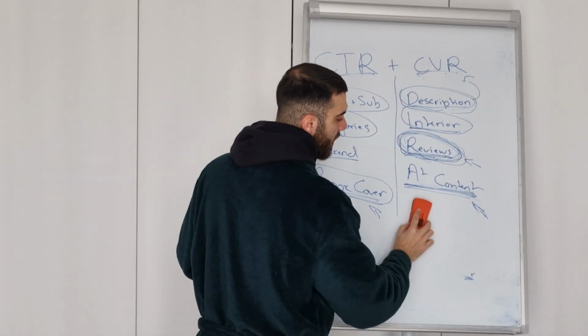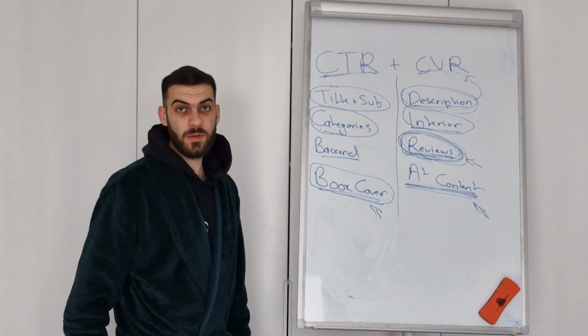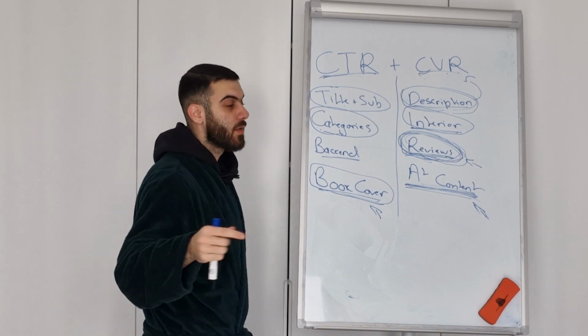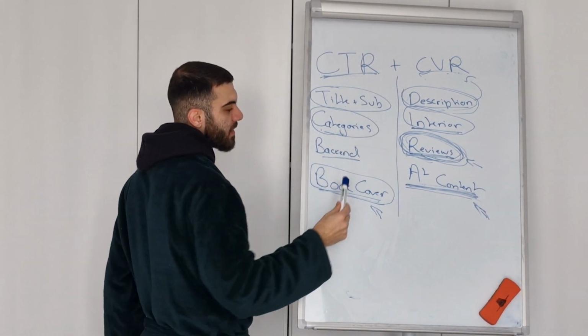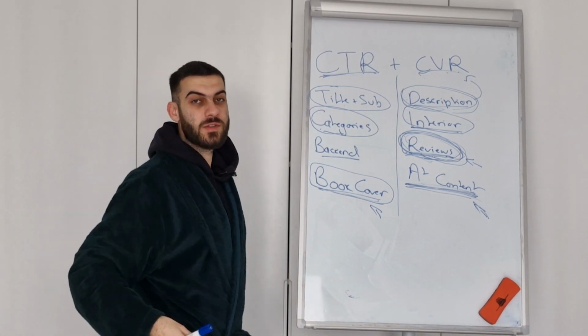When you're trying to increase your click-through rate, focus on the customer. Is this title or subtitle appropriate for the customer? Is the customer going to like it? Maybe you're using wording that the customer likes in your title or subtitle. The keywords that you're going to give them, the categories and the keywords, they have to be relevant. Your book cover. Are you using the correct fonts for your customer?